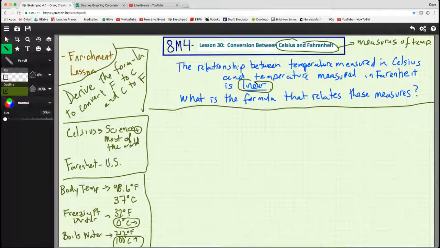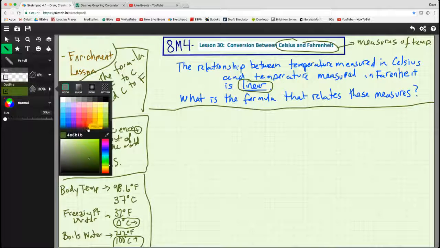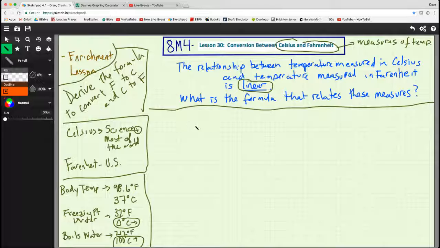We've learned a lot about linearity. One thing is that if two things are linear, and we'll write this in orange, then they can be expressed as y equals mx plus b. If two things have a linear relationship, y equals mx plus b will always be able to define their relationship. Now, y and x are the variables, and m and b are our constants.